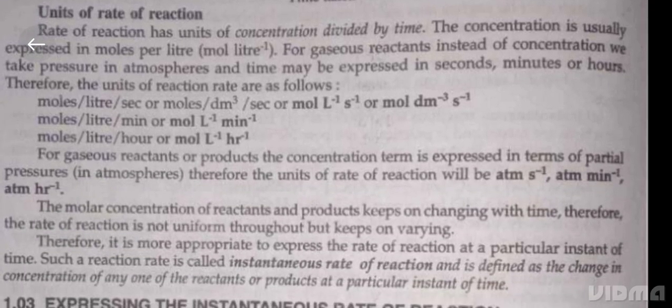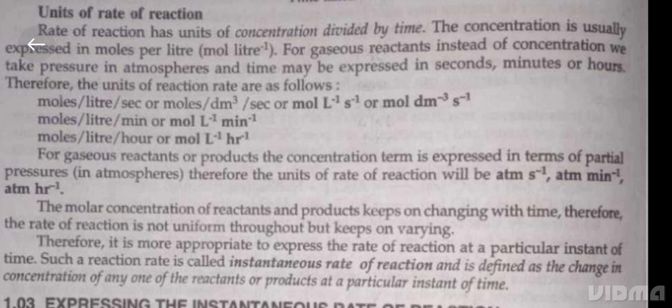Units of rate of reaction. Rate of reaction has units of concentration divided by time. The concentration is usually expressed in moles per liter. For gaseous reactants, instead of concentration, we take pressure in atmosphere, and time may be expressed in seconds, minutes, or hours. Therefore, the units of reaction rate are as follows: mol L^-1 s^-1, mol L^-1 min^-1, mol L^-1 h^-1.